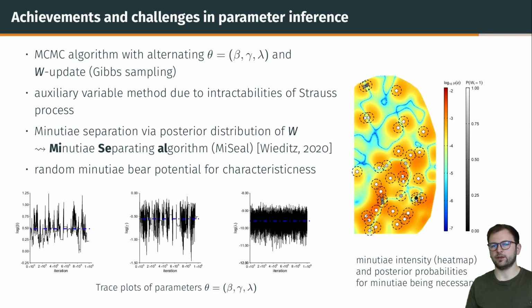The knowledge about random minutiae now bears the potential for certain characteristicness, in the sense that we can distinguish better between the fingerprints from the twins from the beginning of this talk. For future work, we aim on including this knowledge also for improving matching rates of matching algorithms.